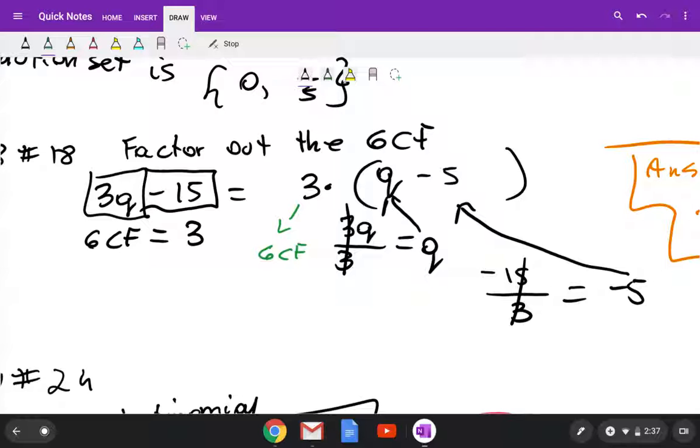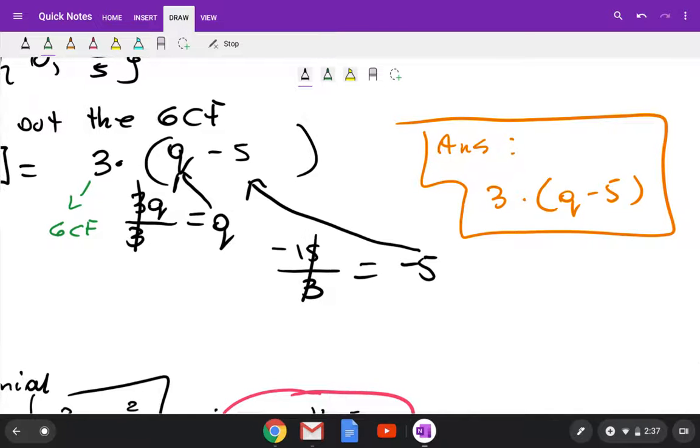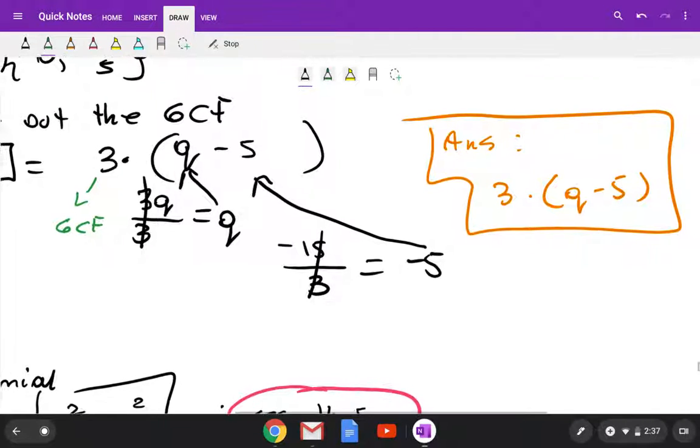And then you take the original second expression, which is negative 15. You divide by GCF, which is 3. This is equal to negative 5, and that's what goes inside of the second parenthesis. So the final solution of 3q minus 15 is 3 times (q minus 5).